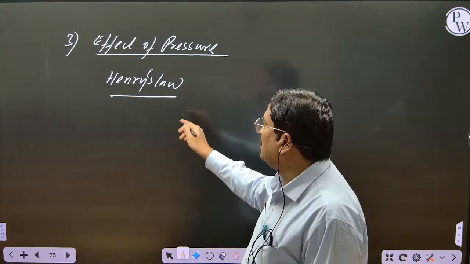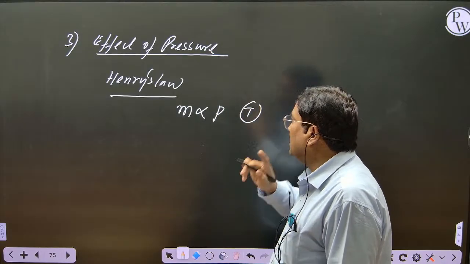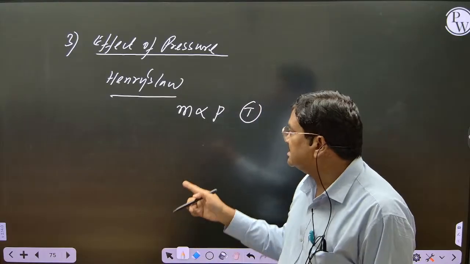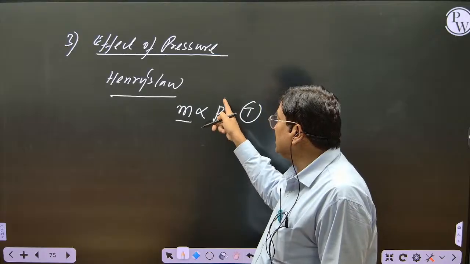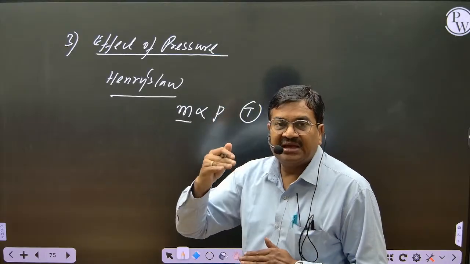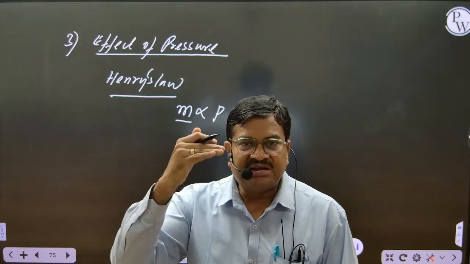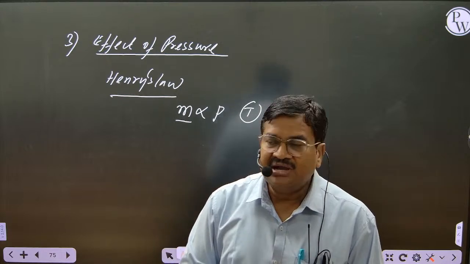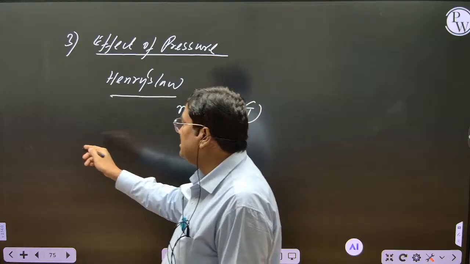So mathematically how do we write? M is proportional to P, keeping what constant? Temperature constant. So what is the statement given by Henry? The mass of the gas dissolved in a given solvent is directly proportional to partial pressure of the gas. That's why the soda water is sealed under high pressure. When pressure is high, what happens? Solubility of gas will be more. Are you getting my point? So this was the relation given by whom? Henry. So make a note, what is the statement?